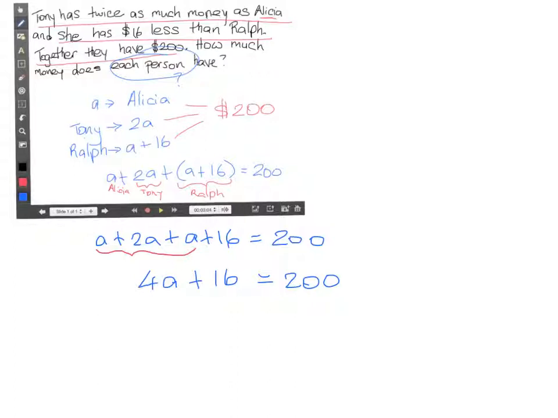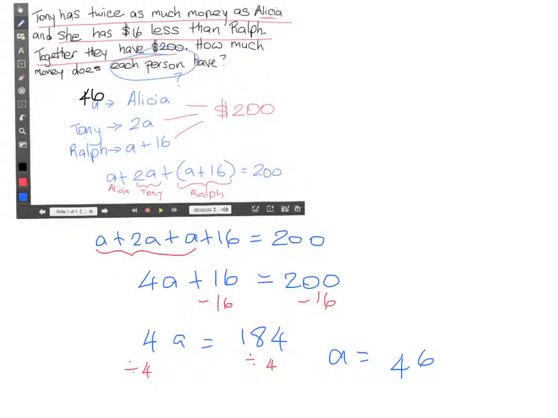So the first thing we want to do is take 16 from both sides. And we get that 4A is equal to 184, is it? Awesome. And then now we can do the last step here in solving the equation, which is dividing both sides by 4. And we get that A is equal to 46. All right, so once we figure out that A is 46, now that means we know Alicia's amount. So we can stick that up here as 46.